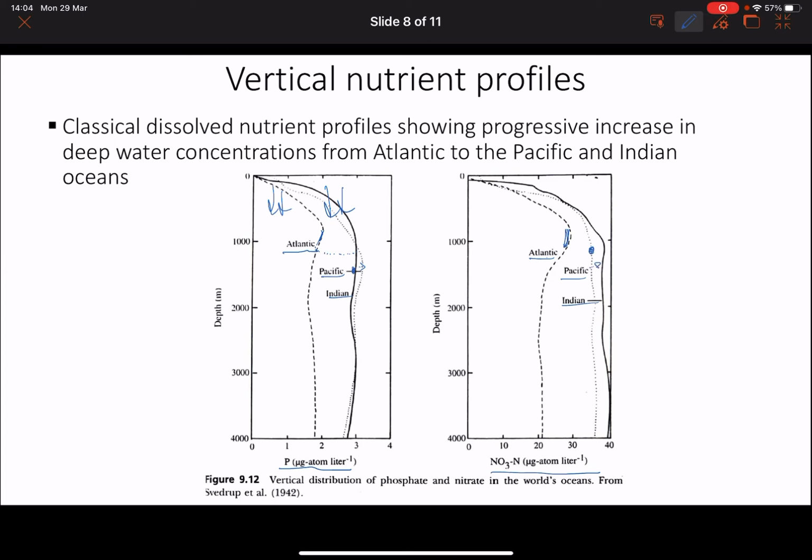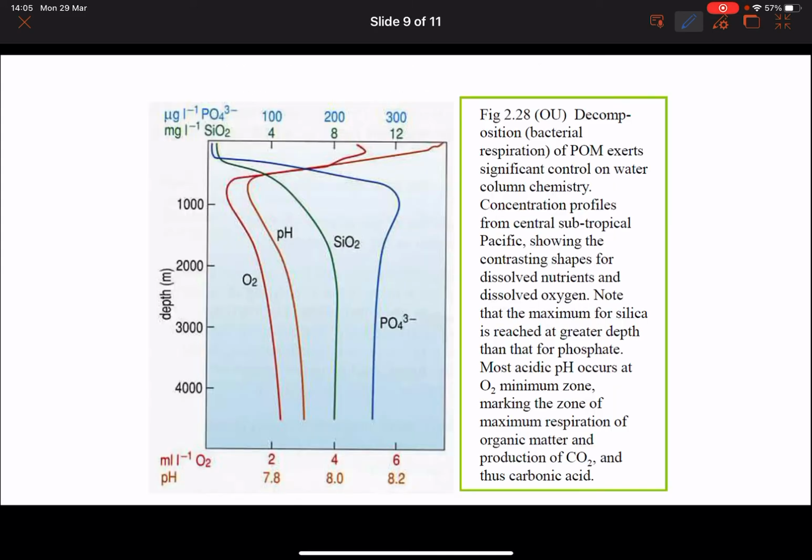And so you can see that the amount of nutrients in the deep ocean is a sign of how aged the waters are, that they've been just going around the deep ocean collecting all this organic matter raining down on them. It's being respired, and then you're reforming these inorganic nutrients in the deep waters.